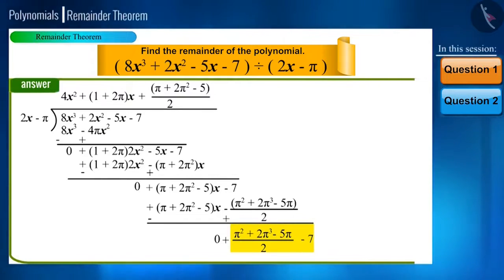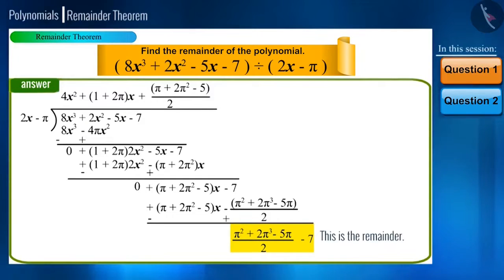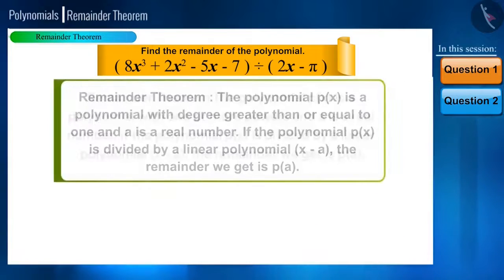Friends, if we carefully observe the remainder, there is no term with variable x. This means we have got a constant polynomial and hence the division is now complete. So we can say that pi squared plus 2 pi cubed minus 5 pi divided by 2 minus 7 is the remainder. This is the solution to this question using long division method.